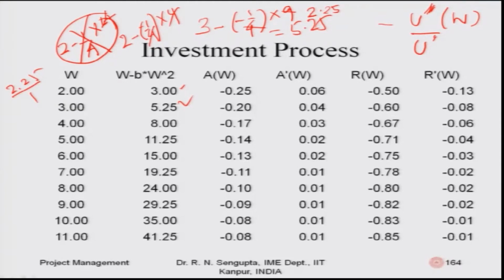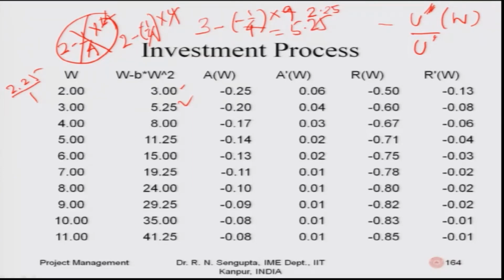So, once you know u, which is not there, you find out this value of u prime, u double prime. Based on that, you find out a prime, r prime. Once r primes are given, what you need to do is plot it. So, let us go one by one.